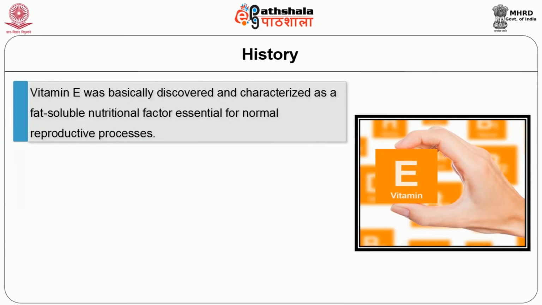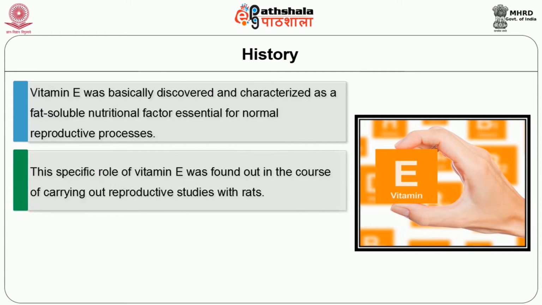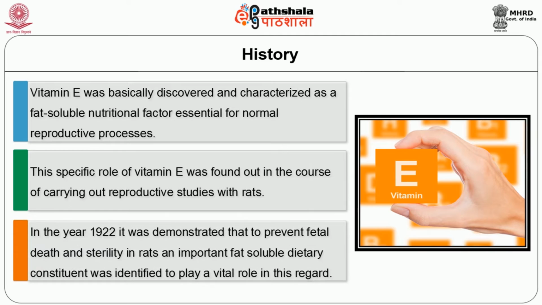Vitamin E was basically discovered and characterized as a fat-soluble nutritional factor essential for normal reproductive processes. This specific role of vitamin E was found out in the course of carrying out reproductive studies with rats. In the year 1922, it was demonstrated that to prevent fetal death and sterility in rats, an important fat-soluble dietary constituent was identified to play a vital role in this regard.